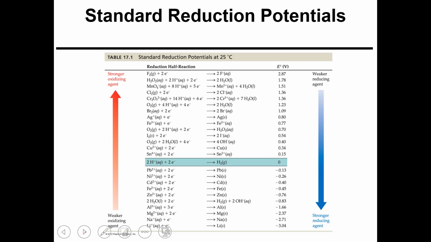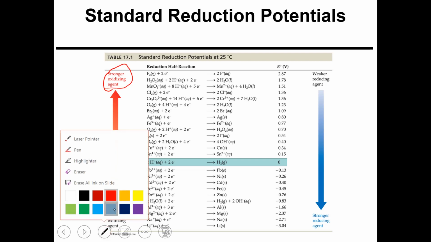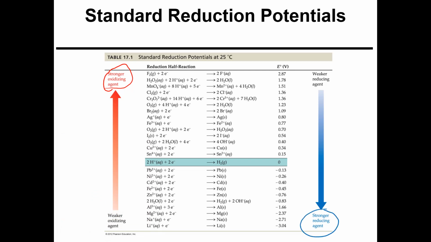So this is a table of standard reduction potentials. As I said, typically we list everything in terms of reduction potentials. If we want to know the voltage for oxidation, then we would simply reverse the sign. So something that's negative would become positive, something that is positive would become negative. So these are listed so that those at the top are our stronger oxidizing agents, and those at the bottom are our stronger reducing agents.